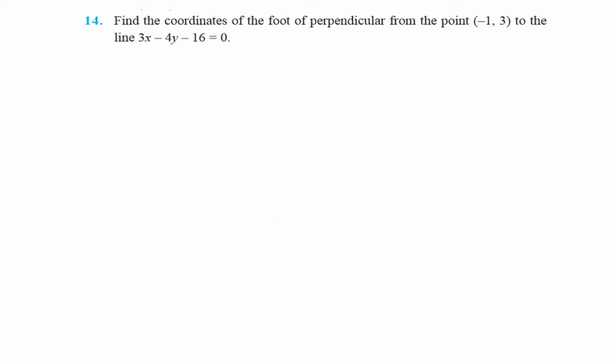Question number 14 says, find the coordinates of the foot of the perpendicular from the point minus 1, 3 to the line 3x minus 4y minus 16 equal to 0. So this is the line AB, 3x minus 4y minus 16 equal to 0, and the line CD is perpendicular. This point is D. So CD is perpendicular to AB. One condition we can say is that the product of their slopes is minus 1. Right? So the best way to solve this question is to find the equation of CD and then take the point of intersection of CD and AB.